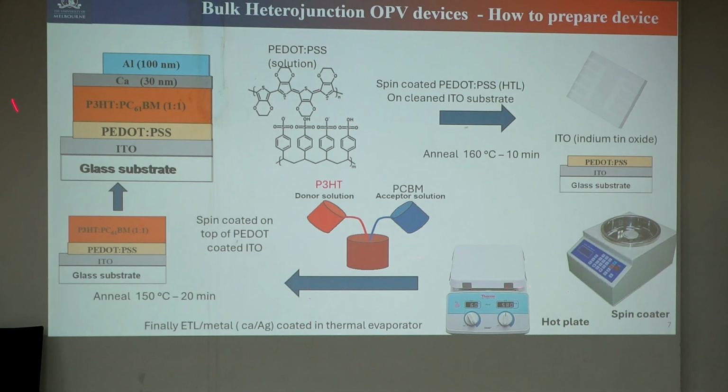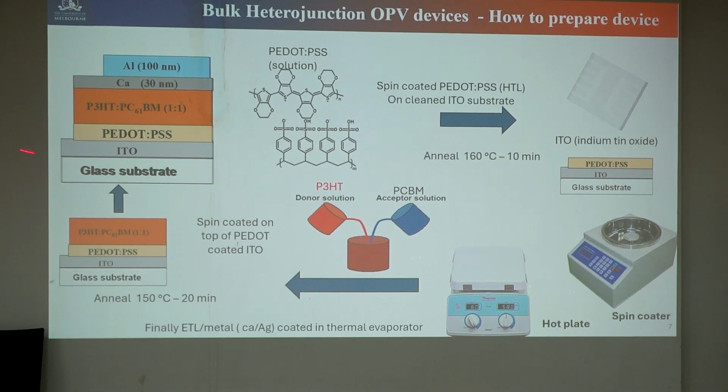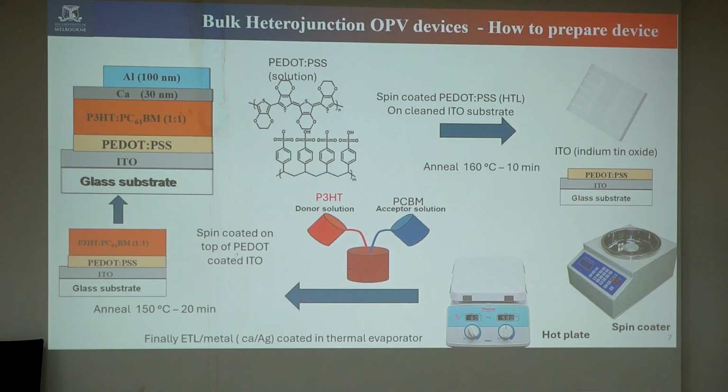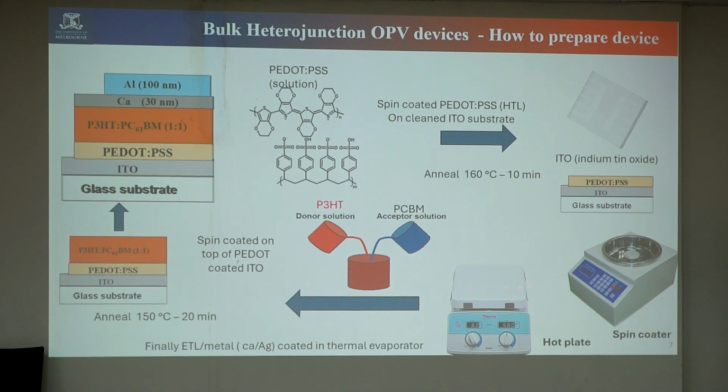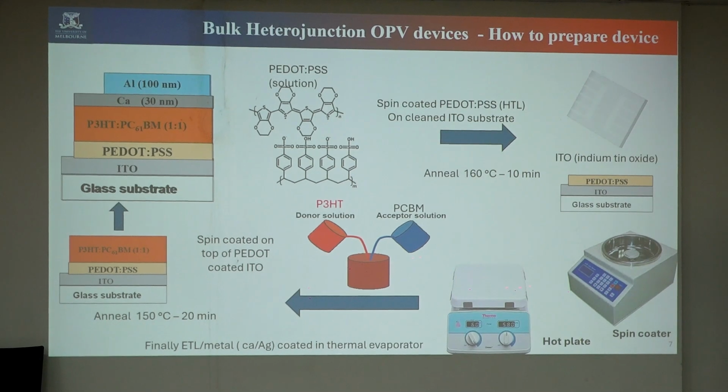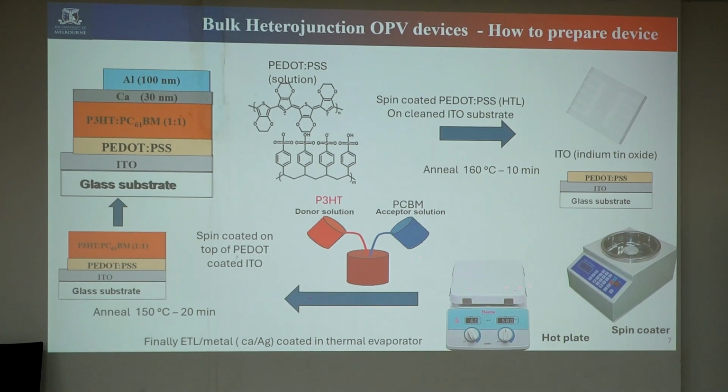This is a simple device architecture where we have ITO, which is indium tin oxide. Why are we taking it? Because if you want to use a solar cell, the light should pass through one side. That means one side should be transparent. That's why this ITO is a transparent electrode. Of course, the top electrode is aluminum. Aluminum is completely opaque, so the top surface is opaque and the bottom is transparent. Okay, on the ITO we coat PEDOT:PSS.